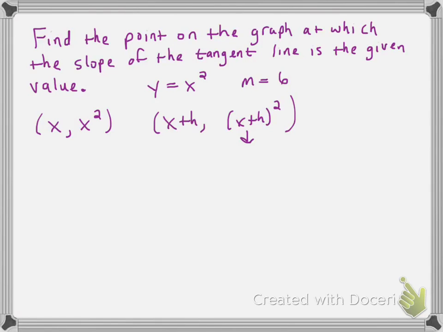Now, because these are two points and we're going to find the slope between them, I need to FOIL out and multiply out the (x plus h) squared. That ends up getting me x squared plus 2xh plus h squared.